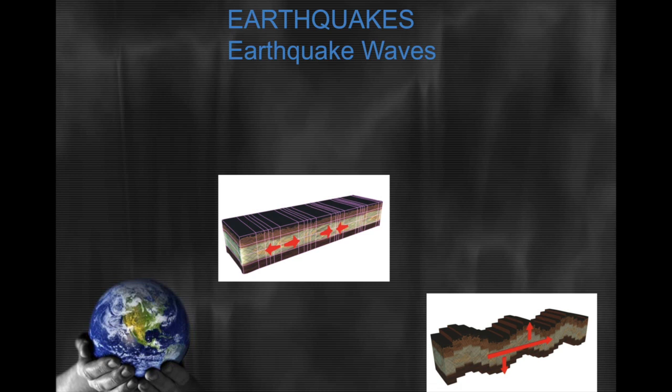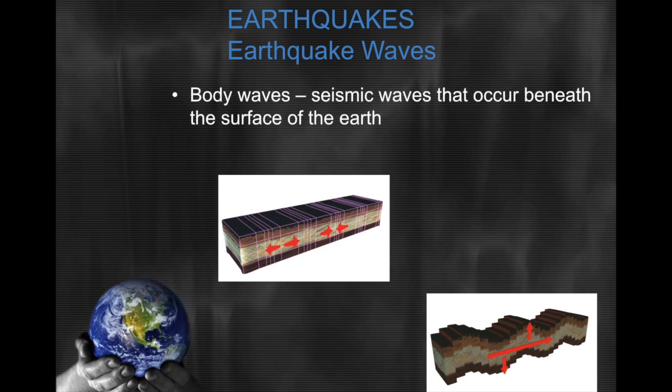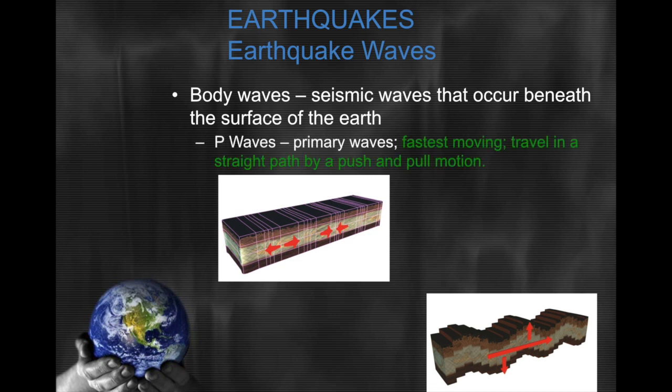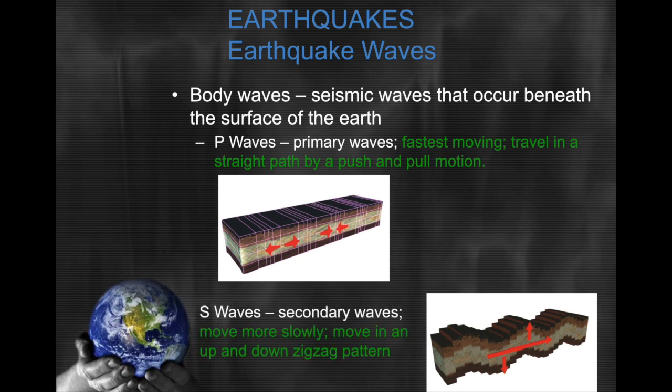Okay, so we talk about these seismic waves. Let's look at waves. We've got body waves. These are the waves that occur beneath the surface of the earth. Then we have P waves, or primary waves, and these are the fastest moving. They travel in a straight path by a push and pull motion, okay? Then we have S waves, which are secondary waves. These move slower and they move in an up and down zigzag pattern.